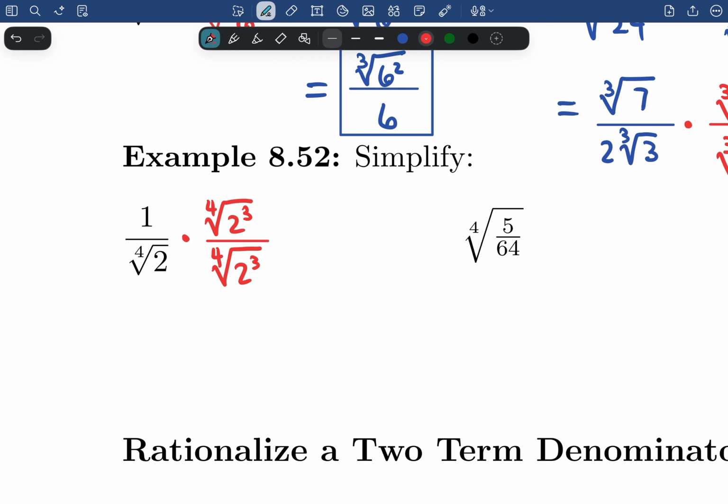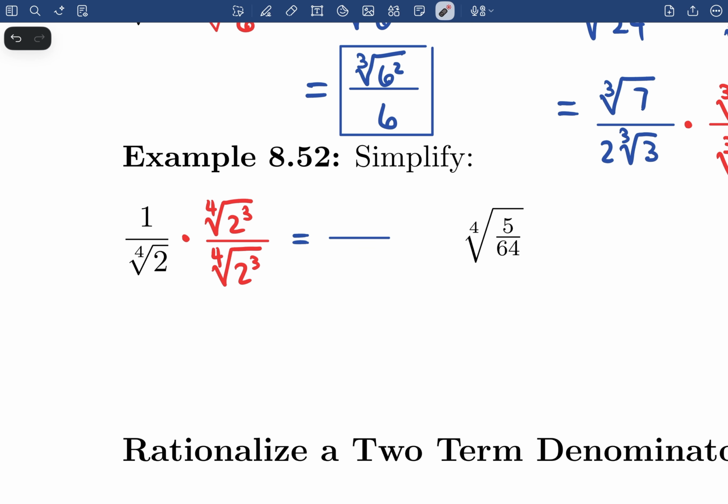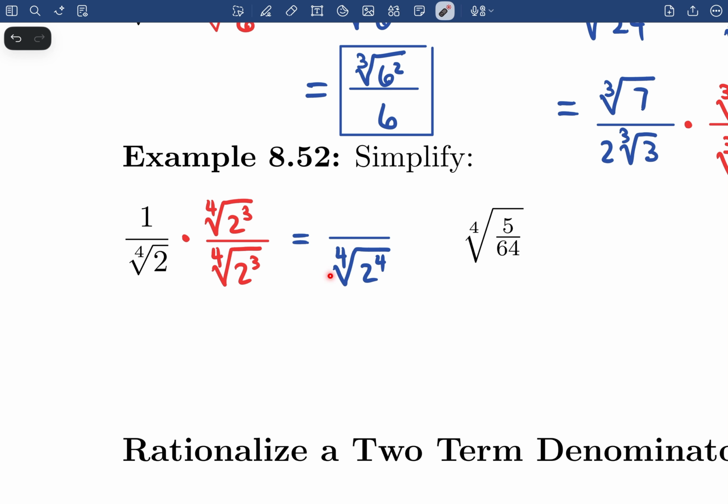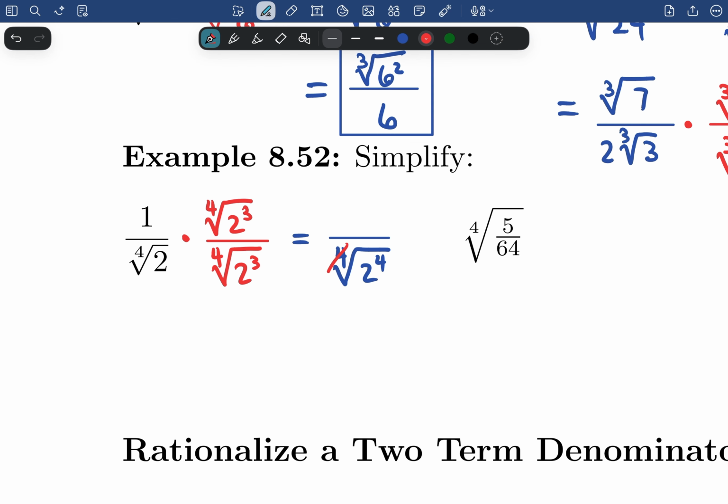Now that I have things set up, I'm going to do the multiplication. This fourth root of 2 multiplied with the fourth root of 2 cubed, you could use the product rule. I'll show you. The product rule would say, hey, multiply the radicands together, and that would give you 2 to the fourth, right? 2 times 2 cubed, 2 to the fourth. And then the fourth root of 2 to the fourth, well, the fourth root and the fourth power cancel each other. Or you could think 4 divided by 4 is 1. Anyways, you come to the conclusion that the bottom is just 2 to the first power. That's 2 to the first.